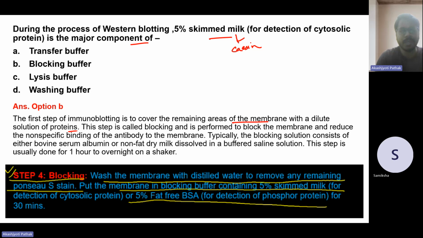So the first step of immunoblotting is to cover the remaining areas of the membrane with a dilute solution of protein. This step is called blocking, and it is performed to block the membrane and reduce the non-specific binding of the antibody. So you want to reduce the non-specific binding of the antibody, so you add this skimmed milk. You can add skimmed milk, you can add BSA, or you can add non-fat dry milk. This step is usually done for 1 hour to overnight on a shaker. The membrane is washed with distilled water to remove the non-specific binding, and before adding the primary antibody, the membrane blocking has to be done by adding 5% fat-free BSA or skim milk.